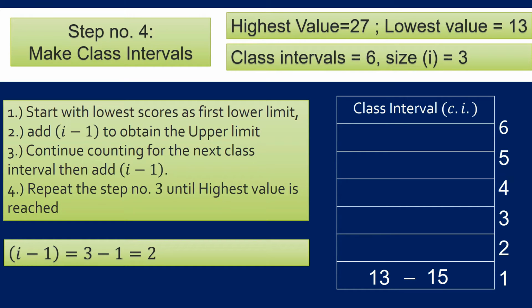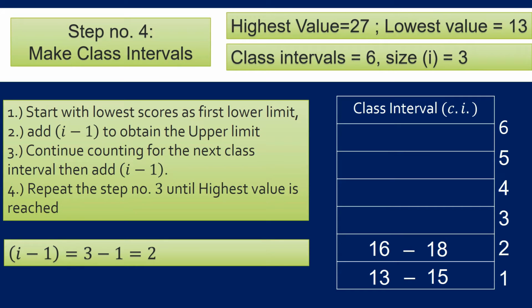Step number 3, continue the counting for the next class interval. So 15, continue the counting. So I have here 16, then add I minus 1. Again, the value of our I minus 1 is equal to 2. So 16 plus 2, I have here 18.